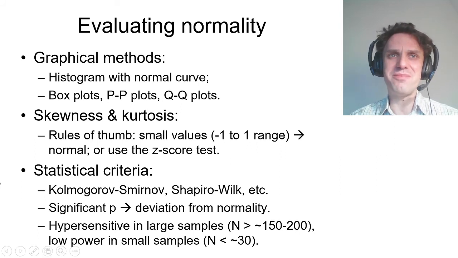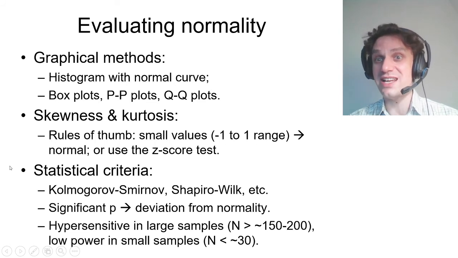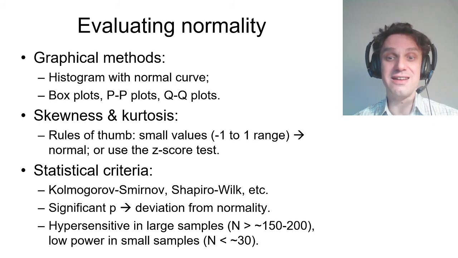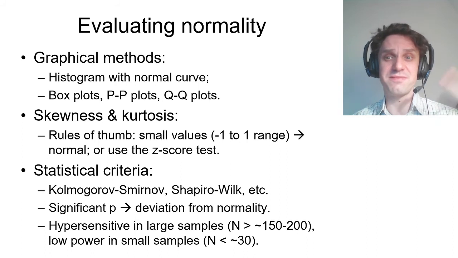Personally, I don't really use those statistical criteria. I just look at skewness and kurtosis values, and if they are within the range from -1 to 1, I don't worry. And if they are within the range of -2 to 2, I kind of proceed with methods that assume normality, but carefully.